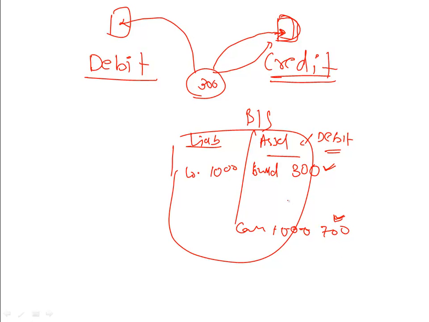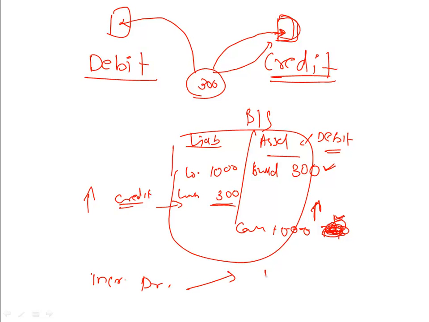Had this not been purchased in cash, had this been a credit transaction, then cash would have remained the same, but we would have had one more liability towards this 300. So we would have said liability towards building 300. Now what we have here is called a credit. Right? So when my debit increased here, I increased my credit. That means an increase in debit can be compensated either by an increase in credit or a decrease in some other debit.